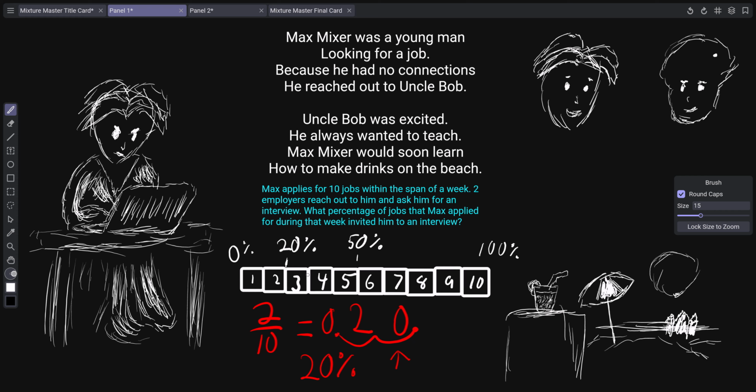And that would mean 2 of the jobs reached out to him. So the logic checks out. 20% is the correct answer here.